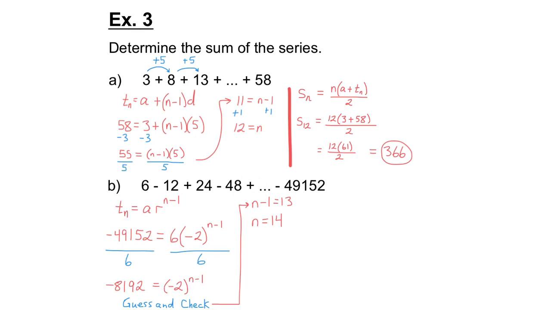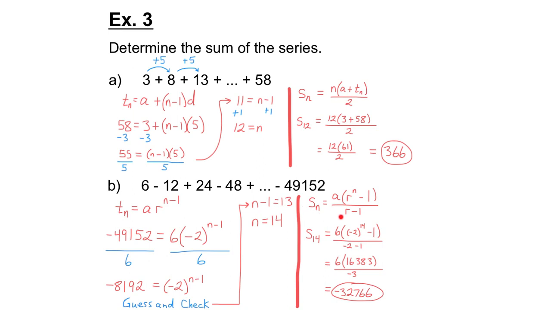And if you remember from our exponential functions unit, we just solved for the exponent by guess and check. So this exponent must be 13, but the exponent is n minus 1. So n minus 1 equals 13, which means n must be 14. So now we know that this is the 14th term in the series, so we can find the sum of the first 14 terms.